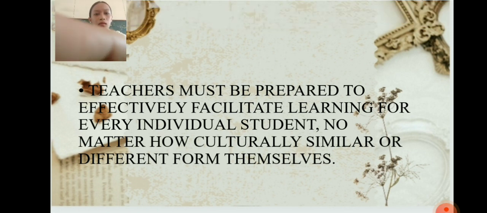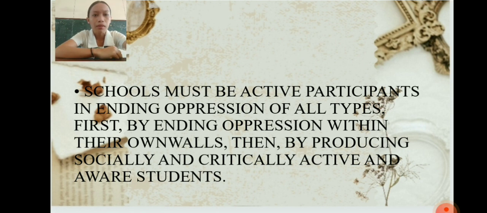So the fourth one is schools must be active participants in ending oppression of all types. First, by ending oppressions within their own walls, then producing socially and critically active and aware students. Oppression is like discrimination within the school. So schools should make rules and regulations on how to end discrimination within the school. First is producing socially and critically active and aware students.